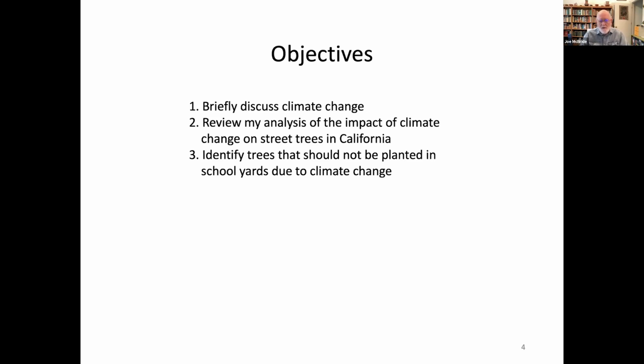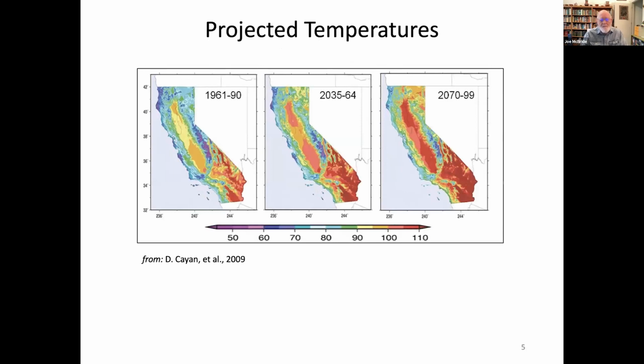And then finally, say a little something about the trees that we identified that we feel should not be planted in schoolyards due to climate change. There have been a number of studies about the future of California's climate, and they all point to the fact that temperatures will get warmer. Kayan and his associates in 2009 produced these maps showing the increase in temperature that was anticipated by the year 2099.